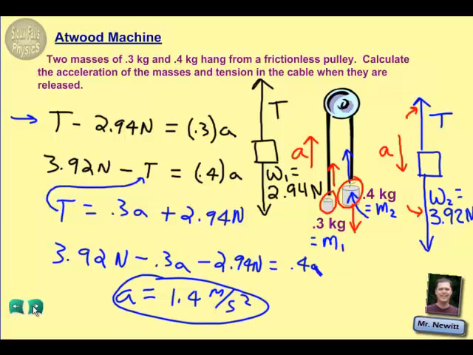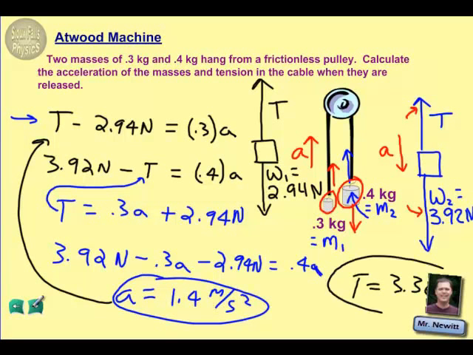Okay, now that I have my acceleration, I can simply plug that into either of my first two equations up here and solve for the tension. And when we do that, we'll get a tension value in the string of 3.36 newtons. So we have solved for acceleration, 1.4 meters per second squared, and tension in the string, 3.36 newtons.